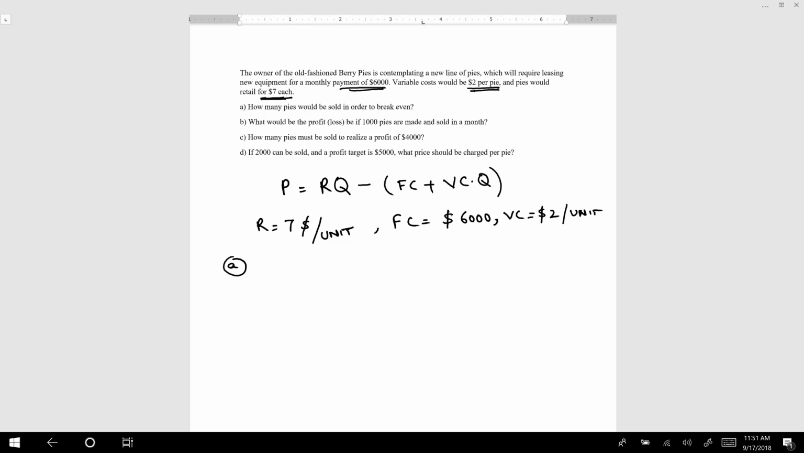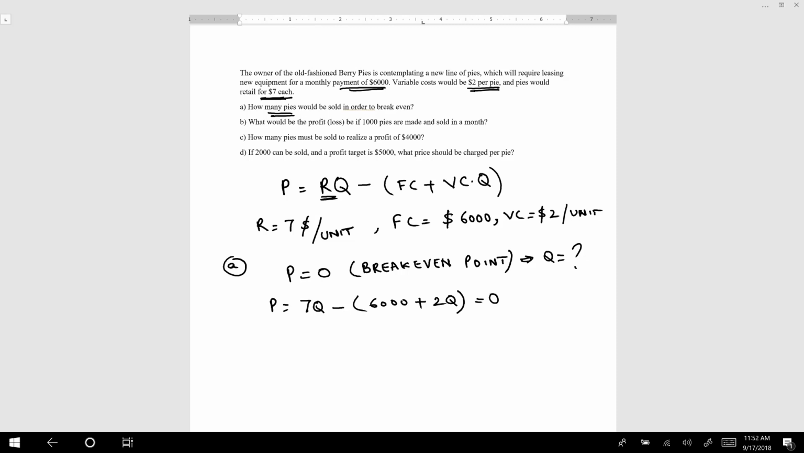So once we have this, the A question, how many would be sold in order to break even? So for any business to break even, the break even point is profit is equal to 0. So in this case, they're asking us how many pies, so they're asking us to determine the quantity for A. So what would be the quantity for profit is equal to 0? So the profit formula here, we will manipulate it to 7Q minus fixed cost is 6,000 plus variable cost is 2Q. So this expression should be equal to 0.